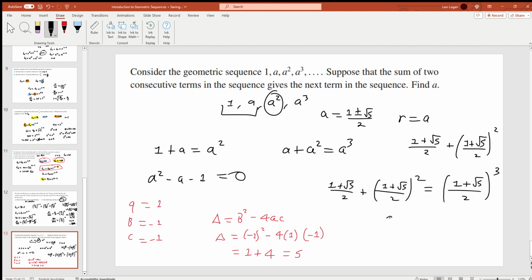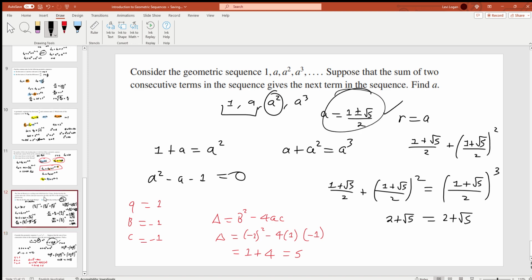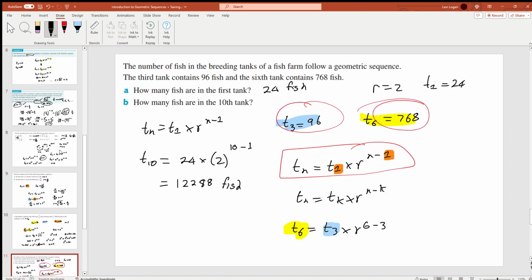So the left hand side gives me 2 plus root 5. This side I'll go brackets 1 plus square root of 5 on 2 all cubed, and that also gives me 2 plus root 5. Okay, now the negative number, we'll double check if that works as well. Sure enough it does. So both answers work, and that's pretty much the golden ratio. You can take a bit of a look at that if you Google golden ratios, but that's it for this video.